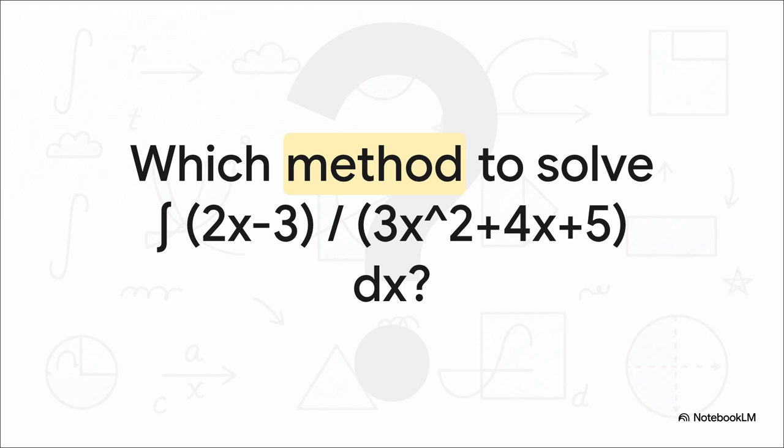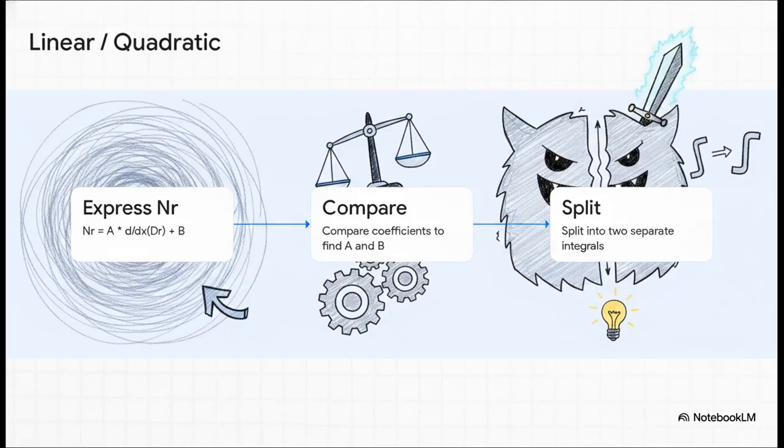Well, it's not a standard formula. A quick substitution won't magically clear that denominator, and it's definitely not a straightforward partial fraction setup. To conquer a linear over quadratic problem like this, you need this exact algorithmic procedure. First up, you force the numerator to look like the derivative of the denominator. Basically, set the numerator equal to a constant a times the derivative of the denominator plus another constant, b. Second step, you compare the coefficients on both sides to solve for those a and b constants.